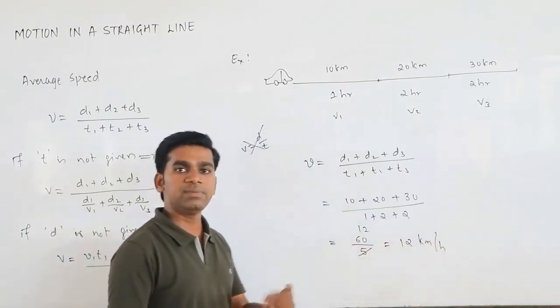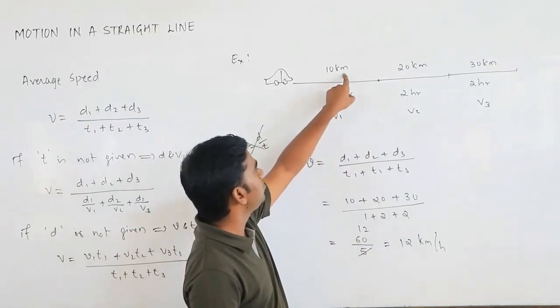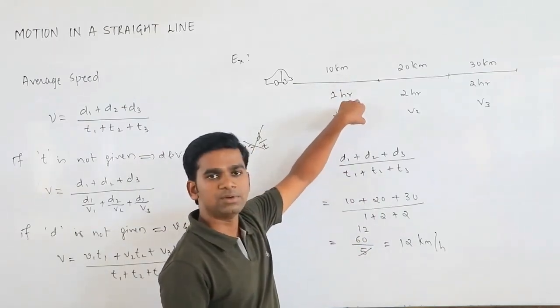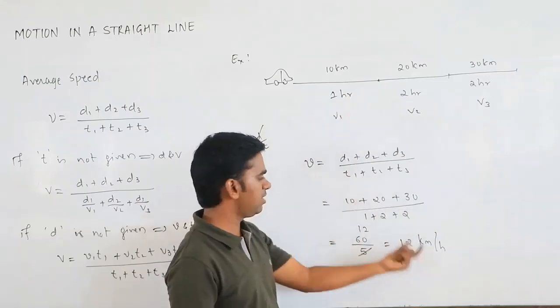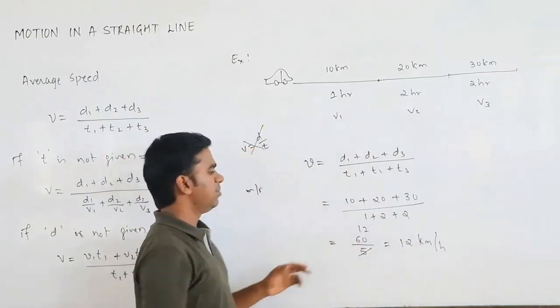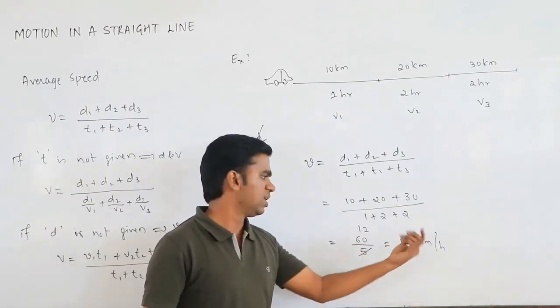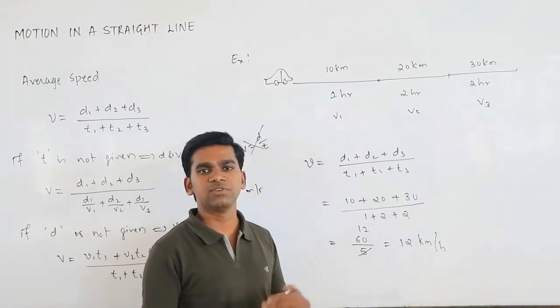Now don't write meter per second. Meter per second, when you have to write it, the distance should be in meter and the time in second. Then you can write meter per second. The standard unit is meter per second, we know that. But you can write kilometer per hour also. Time you are taking in terms of hour, so distance you are taking in terms of kilometer.